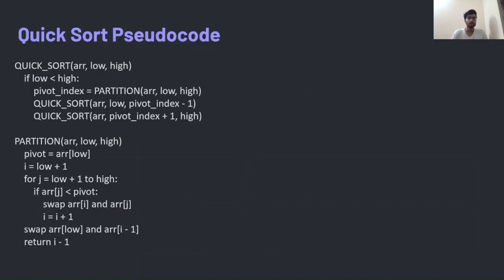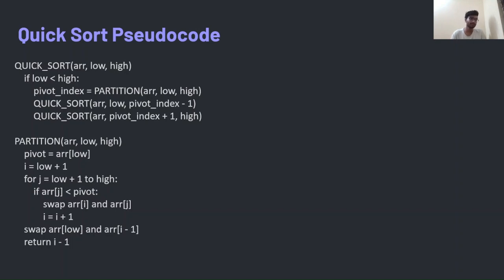And if we look into the pseudocode or the algorithm of quicksort, it mainly consists of two functions. One is the quicksort function, another one is a partition function. The quicksort function is a recursive function which divides the array into multiple subarrays until each subarray has either no element or a single element.